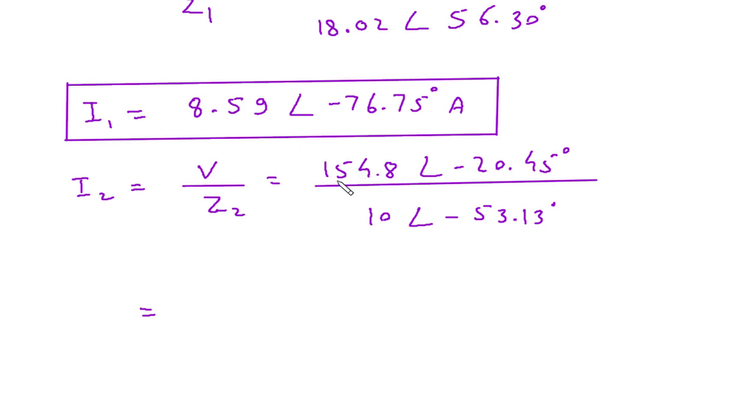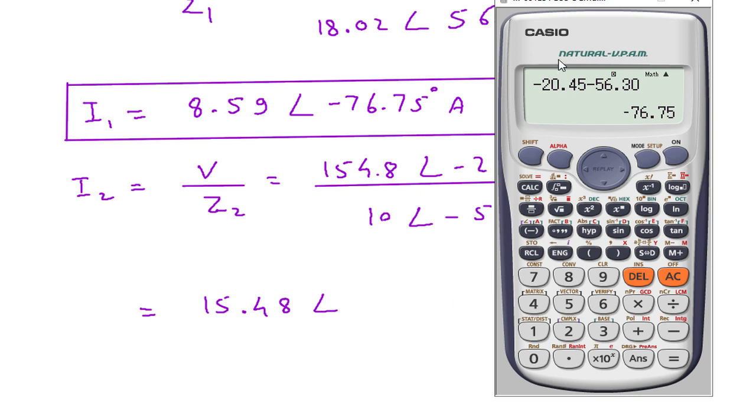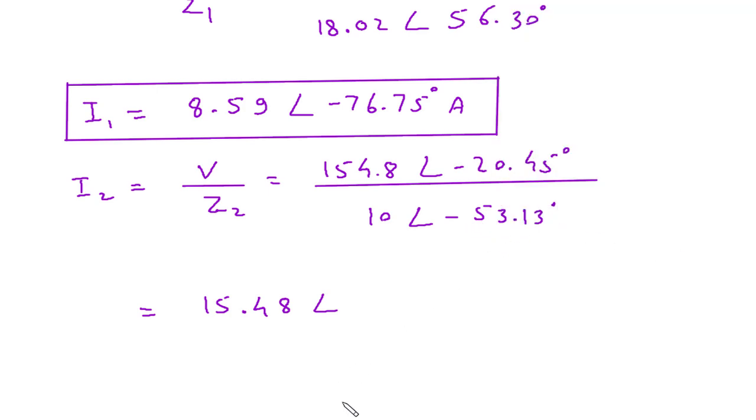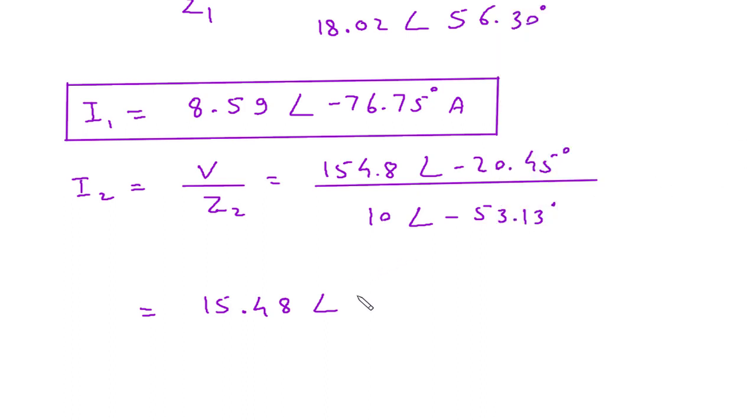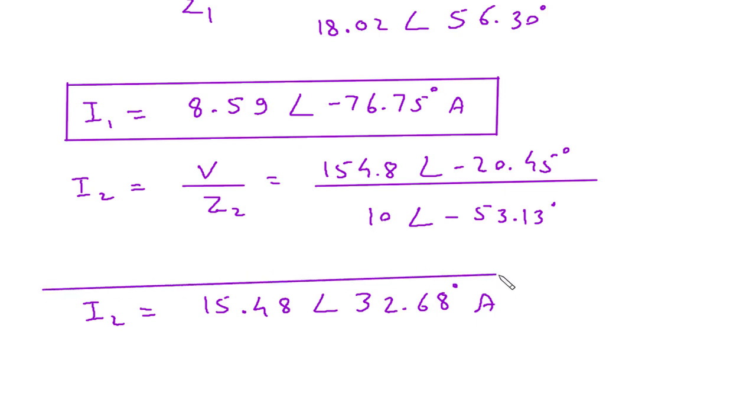So it will be 154.8 divided by 10, so it will be 15.48 at an angle of minus 20.45, then minus minus 53.13. It is 32.68 degree. So this is the value of I2 and its unit will be ampere.